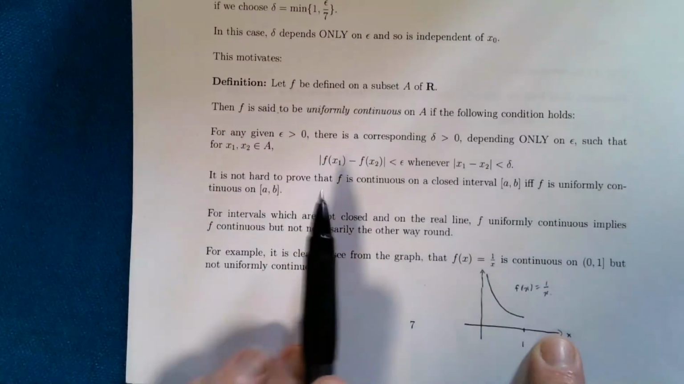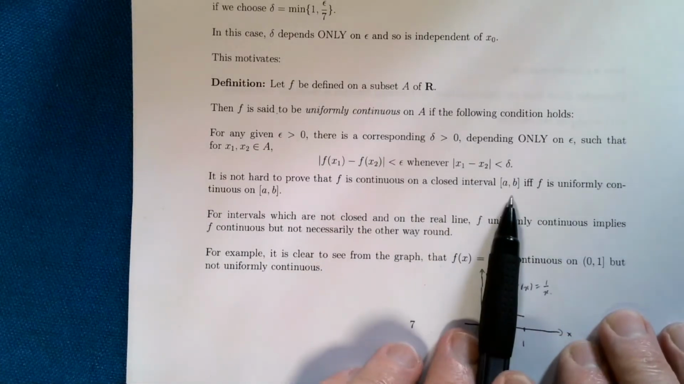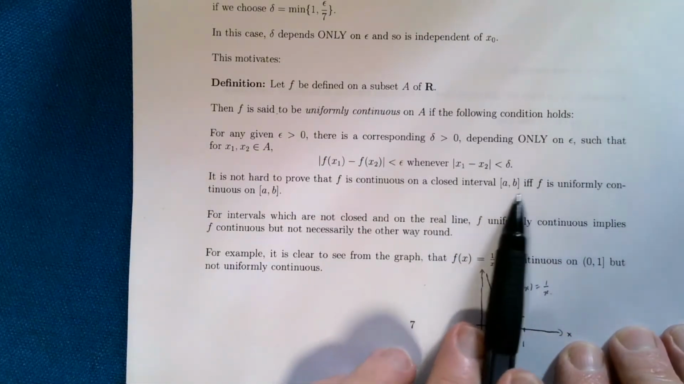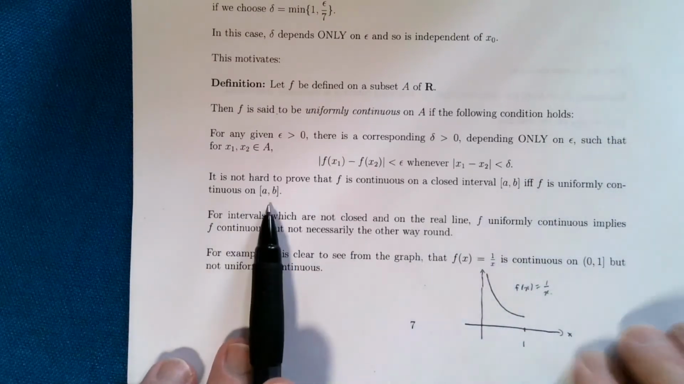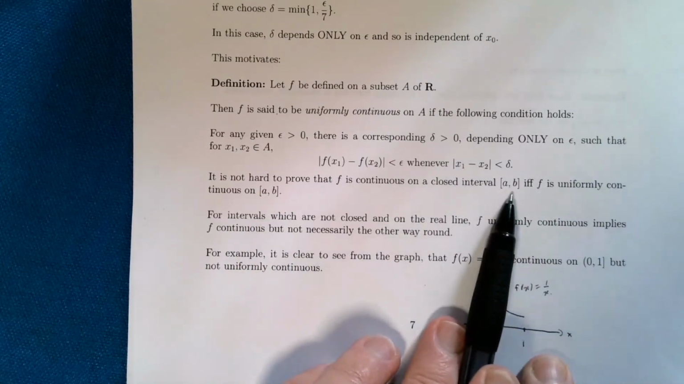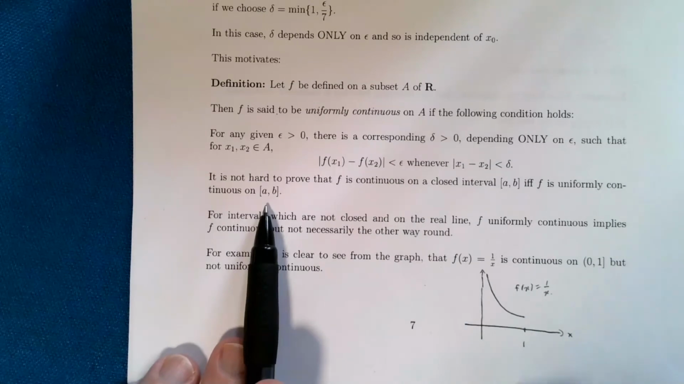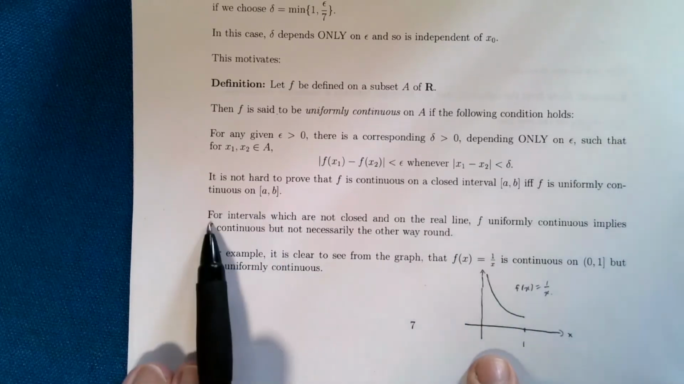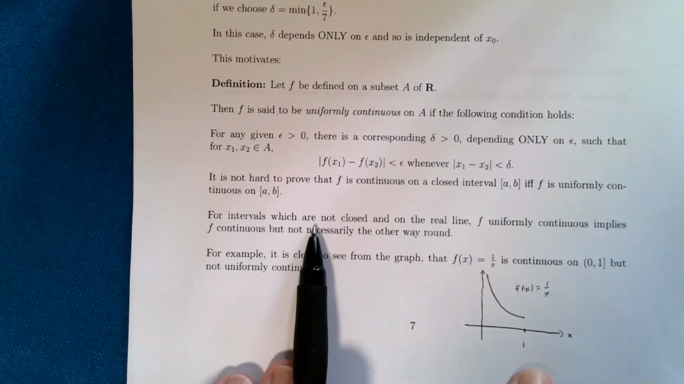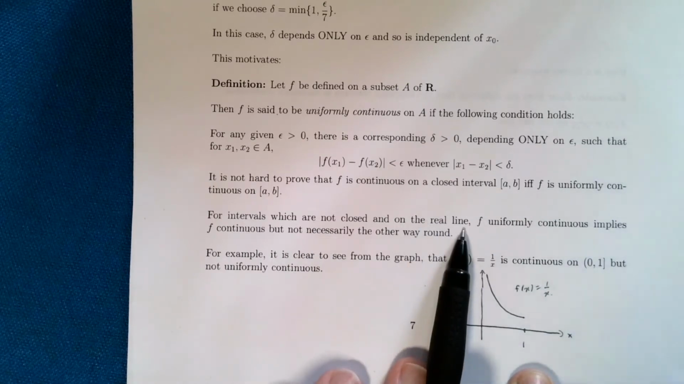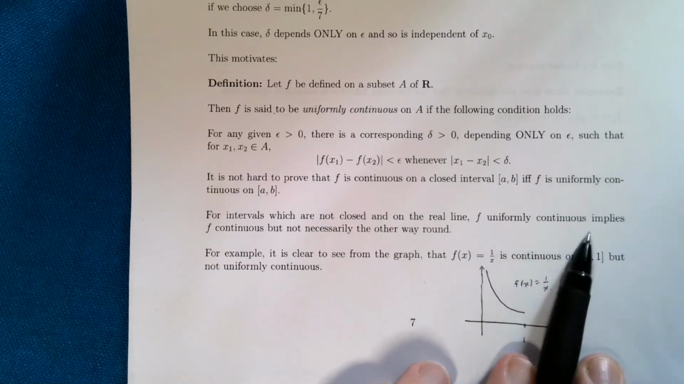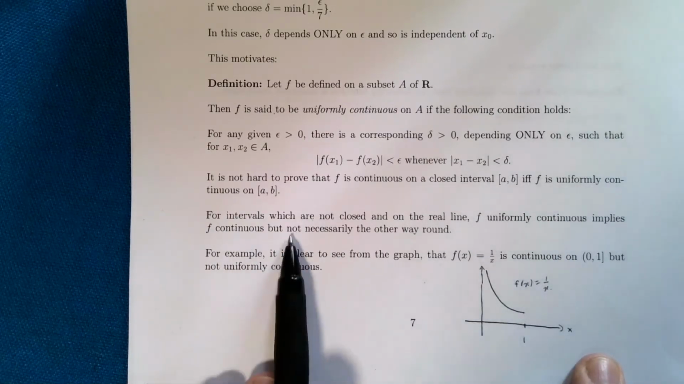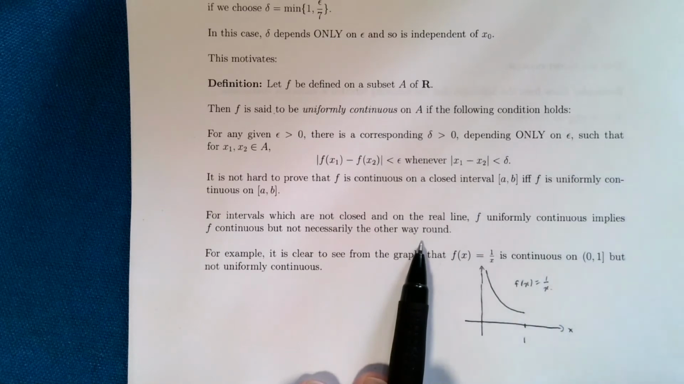Now, it's not hard to prove that f is continuous on a closed interval AB if and only if f is uniformly continuous on that interval. So continuity on a closed interval immediately gives you uniform continuity. For intervals that are not closed, and if we're working on the whole of the real line, then if the function is uniformly continuous, well then it's continuous, but not necessarily the other way around.